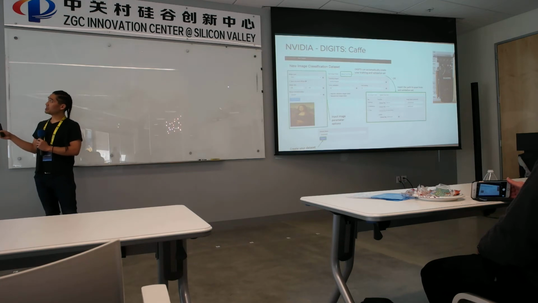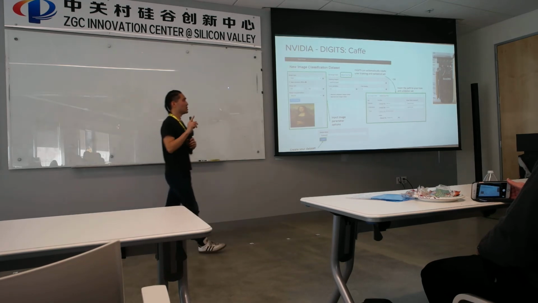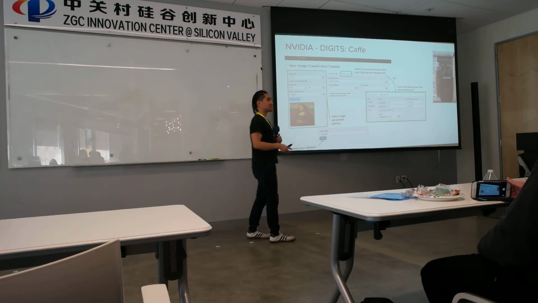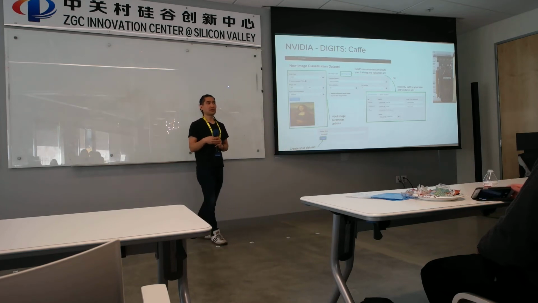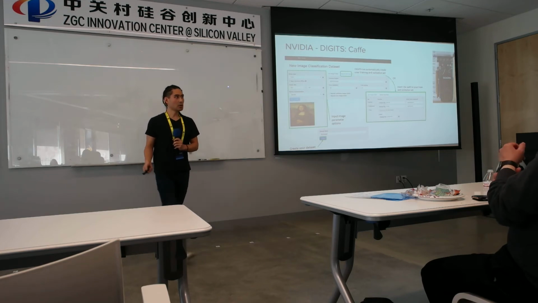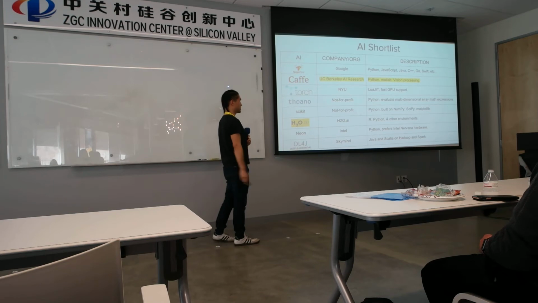DIGITS is really a GUI, a graphical user interface, that sits in front of Caffe. NVIDIA created this so that you could be more point and click with these things instead of doing everything on the command line. Of course, DIGITS can be a front end not just for the Caffe engine; it can also be used for TensorFlow from Google or for Torch. It could be used as a front end for many of these different parts.